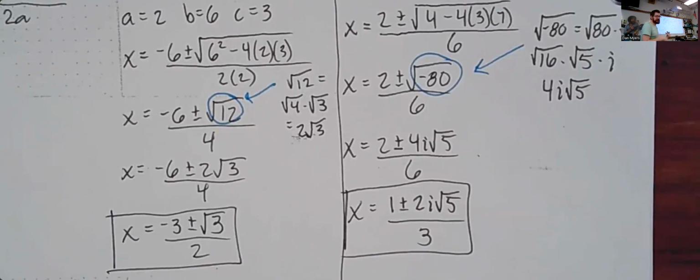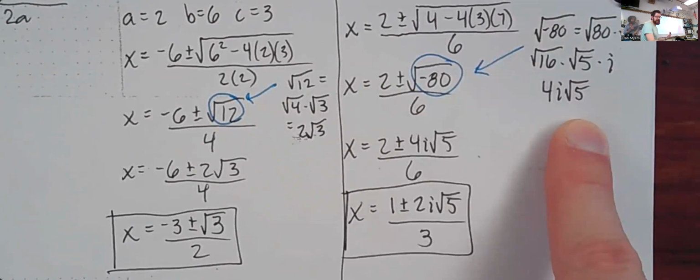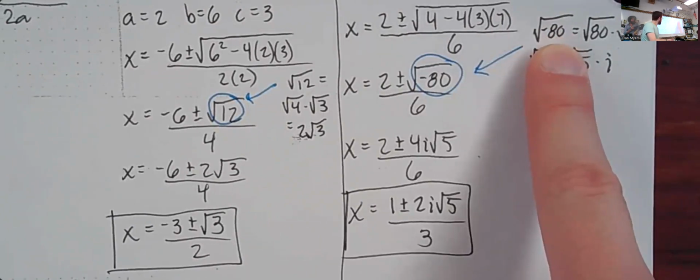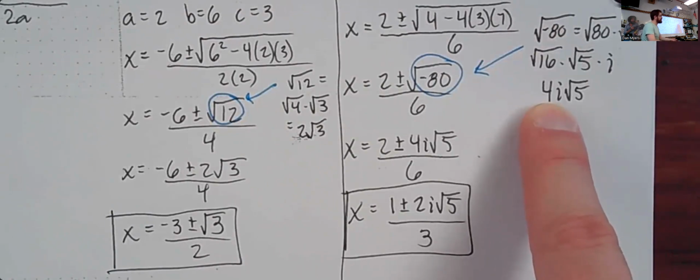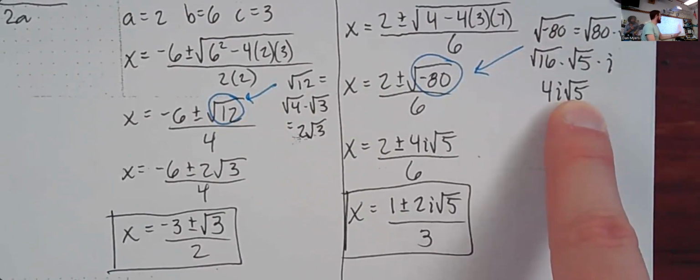So anytime you simplify a negative root, you're going to get the whole number that square roots. You'll get the imaginary unit directly after that, and then you'll get whatever's left over under the radical. So that's generally how that works.